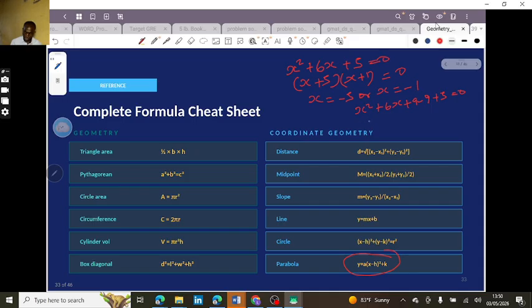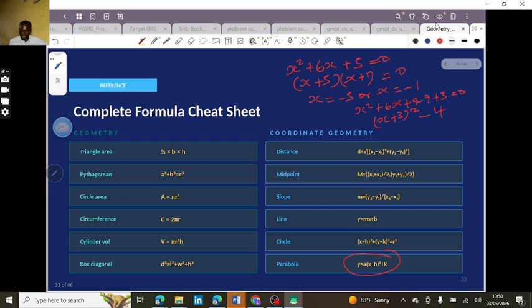When we solve this now, because 3 times 3 is 9 and 3 plus 3 is 6, we have s plus 3 twice, so s plus 3 squared. Then we have minus 9 plus 5. Minus 9 plus 5 is minus 4.